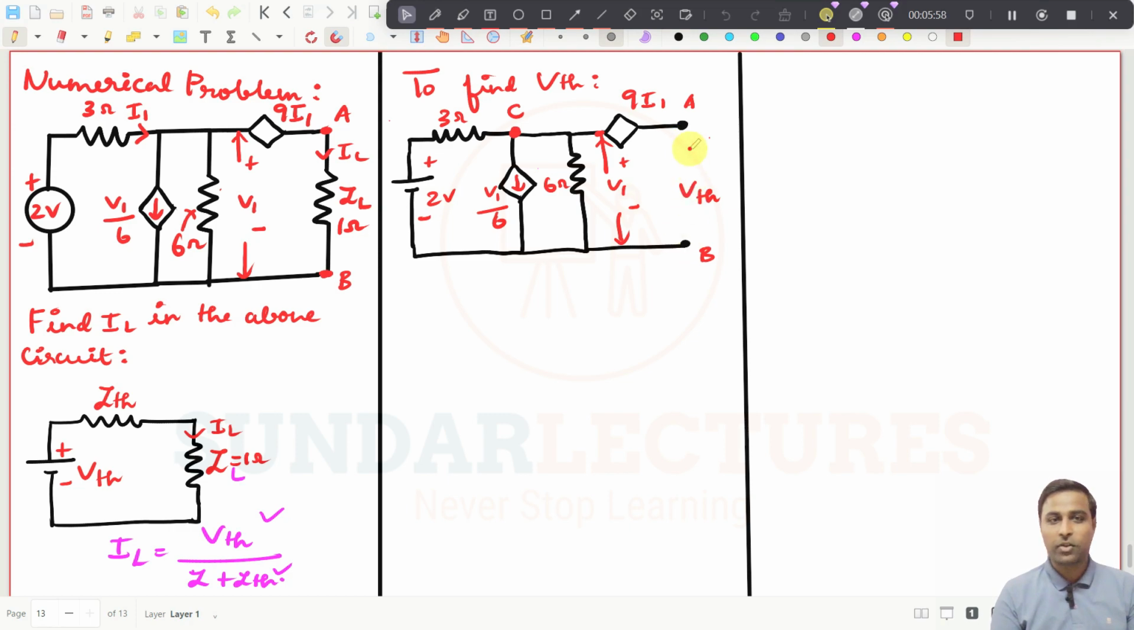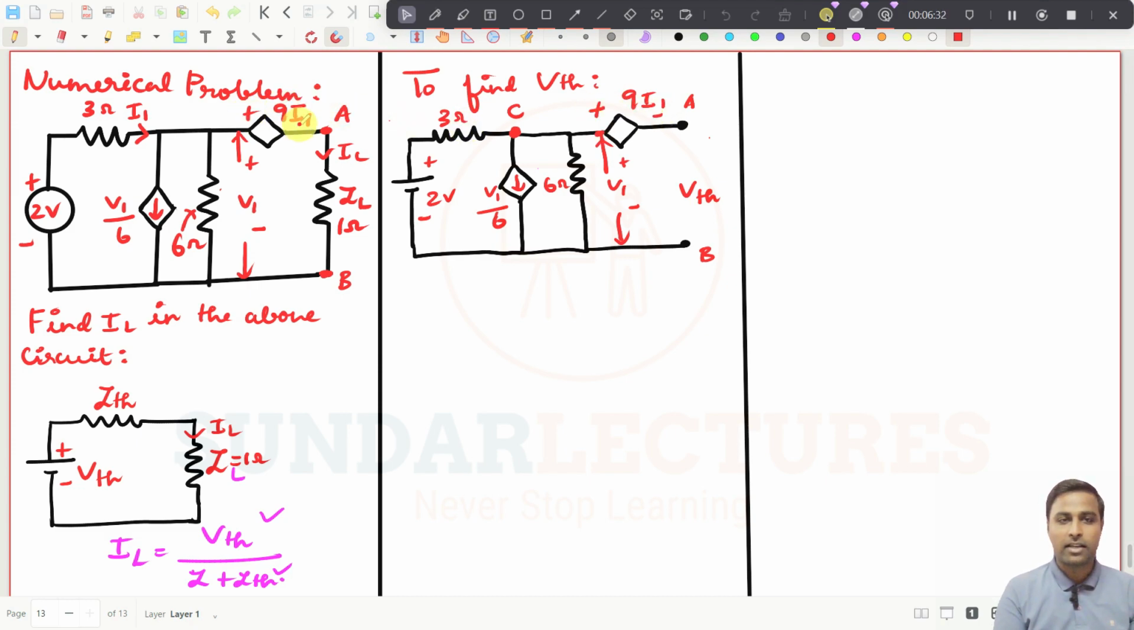So we have open circuited the load resistance, and we need to find the voltage across these 2 points. To find the voltage across these 2 points, obviously we need to find the current in this branch, or we can follow a different procedure. We need to find this V1. If you know V1, then we can start from this point B and go to this point and come here, and we can easily find the voltage across these 2 points. For that, you also need the value of I1.